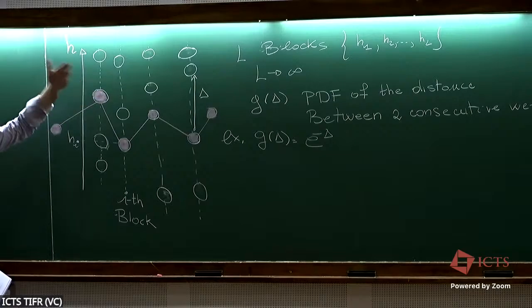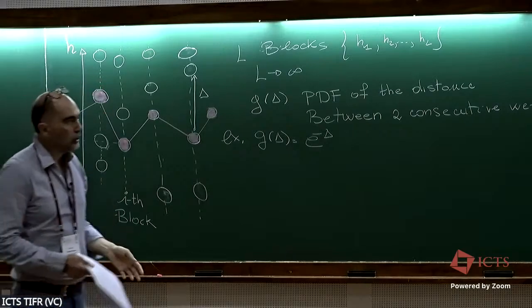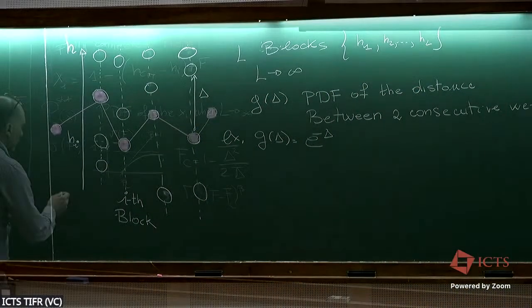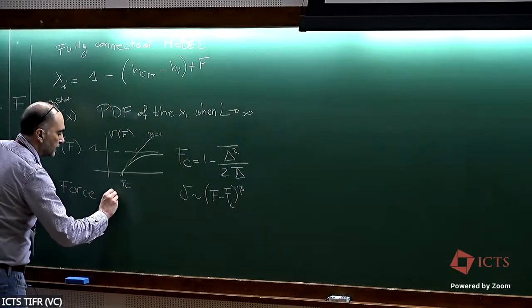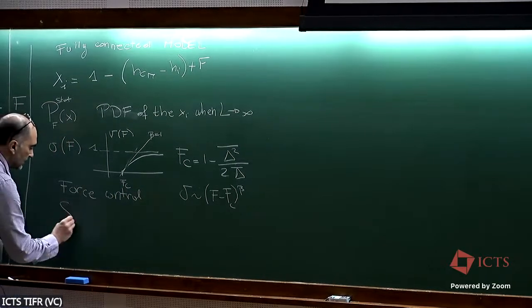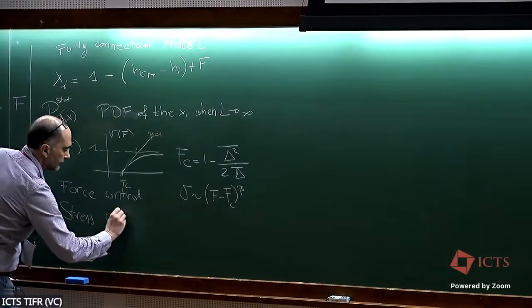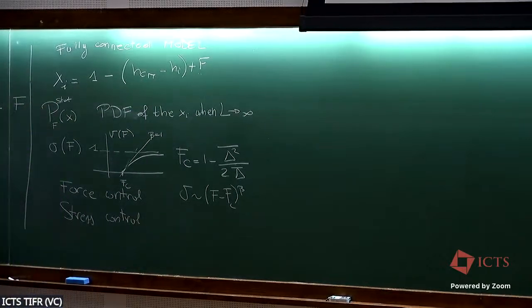And then at a certain point, the system starts to move and there are no more avalanches. So this is a protocol which is used a lot. It's called, in the depinning, force control, because you control the force. And in the yielding, it's called stress control, because you control the stress. So you move F, and you see what is going on, and you observe this transition, okay?